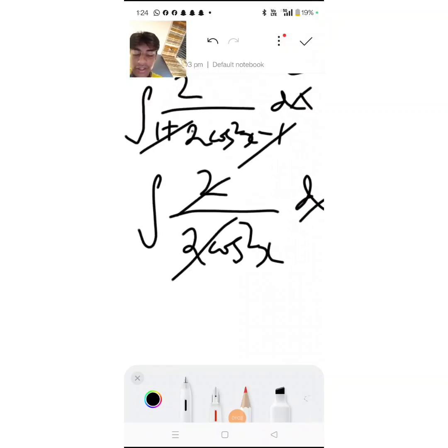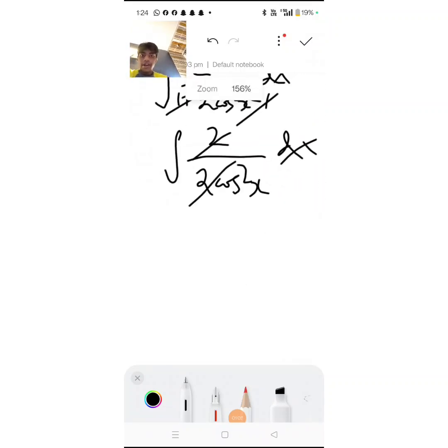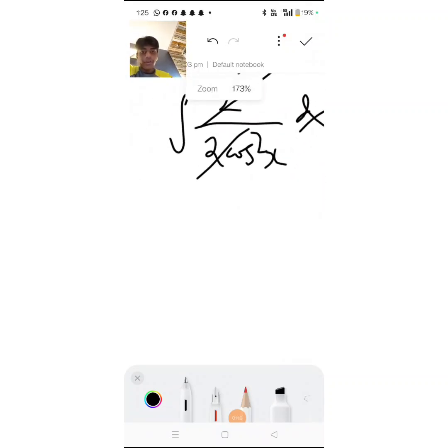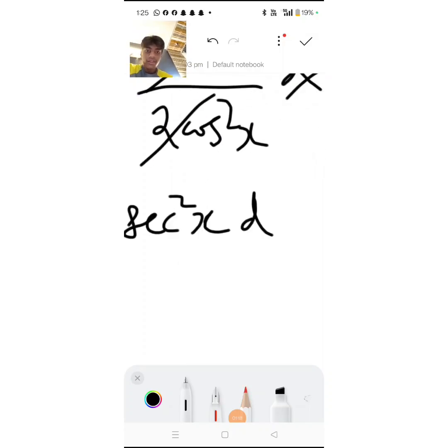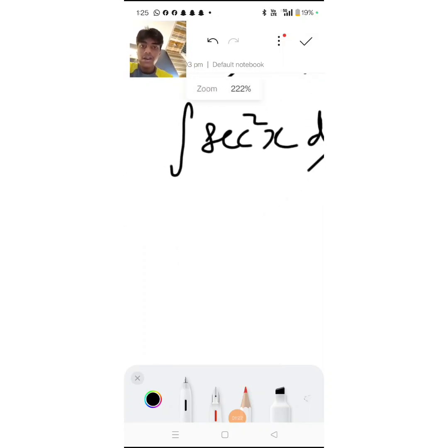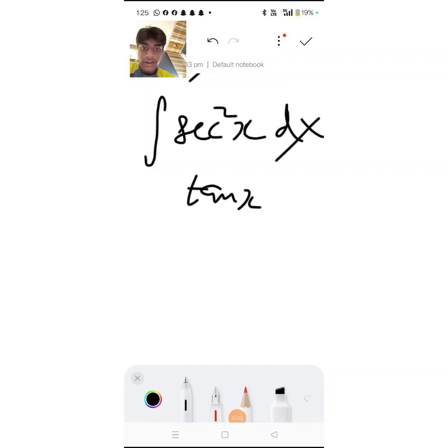So now 2 and 2 get cancelled. So we are just left with 1 divided by cos square x dx. So it's just the reciprocal of that. So it is the integral of sec square x dx, right? And then you know that the integral of sec square x is just tan x. So tan x plus c. This would be our answer.